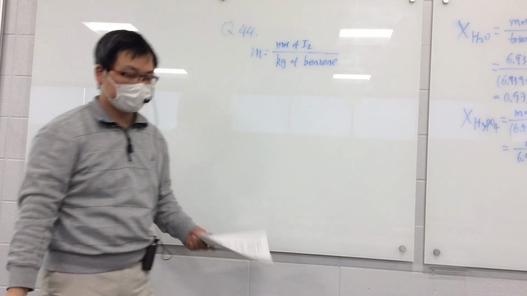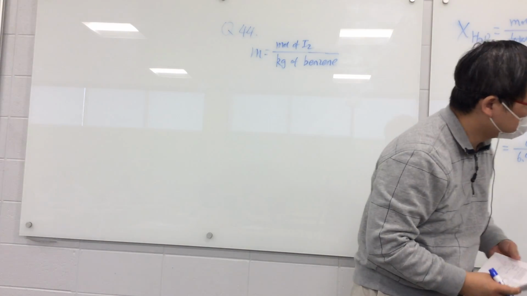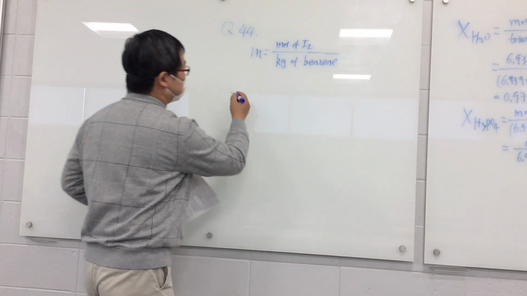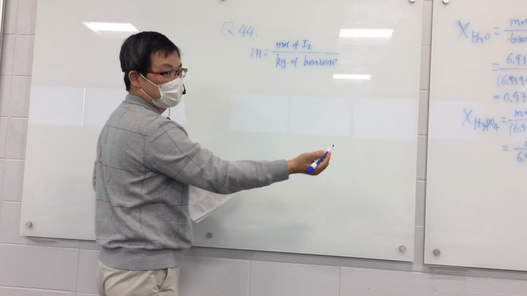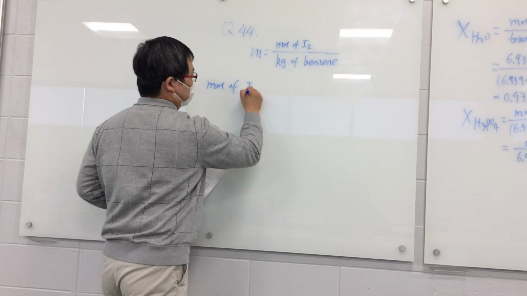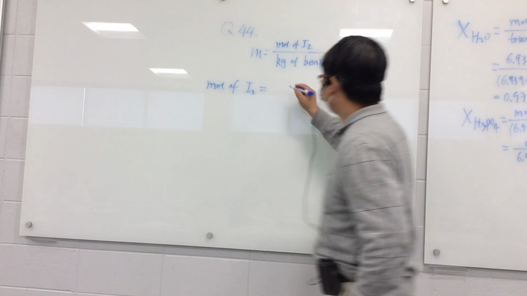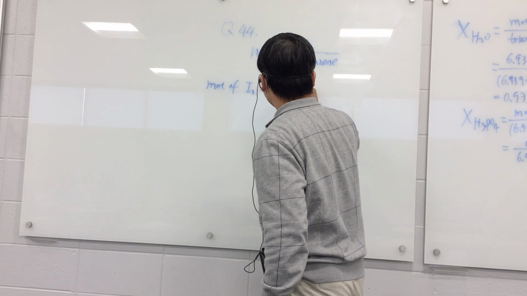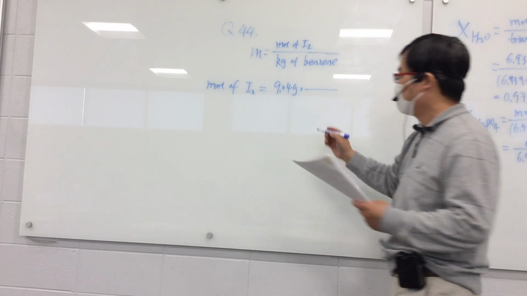We need to calculate. We only know the mass of iodine, then we want to figure out the mole. We need to figure out one by one. Iodine is 9.04 gram. Again, we want to convert this gram to mole.